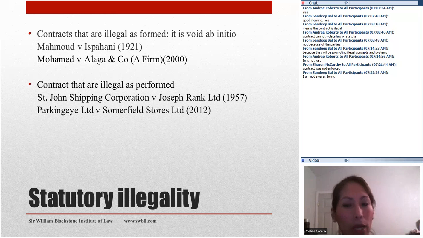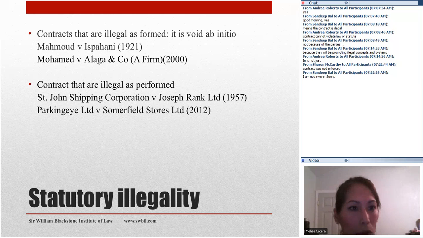So here we have two different cases. In the first one, the plaintiff couldn't enforce the contract at all because the contract was expressly prohibited by a statute. But here in Mohammed versus Alaga and Company, one of the parties could recover on a quantum meruit basis, which is the value of the translation services he provided, because the legislation didn't talk about translation services per se. It only talked about the introduction of refugees, but not translation services. So that's why M could recover on a quantum meruit basis.